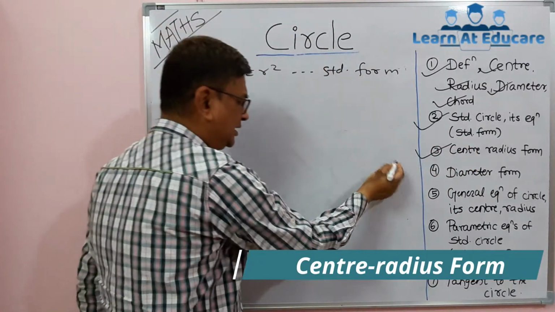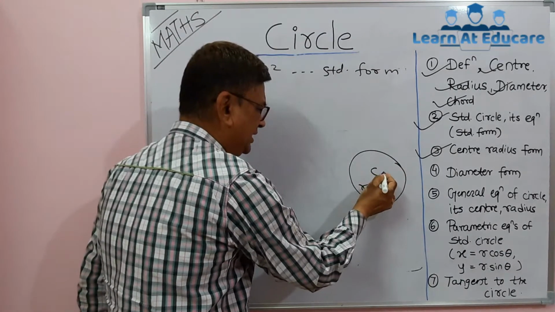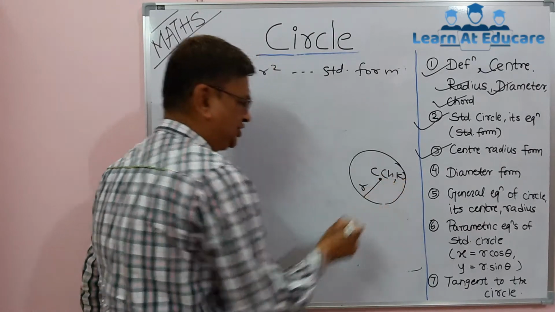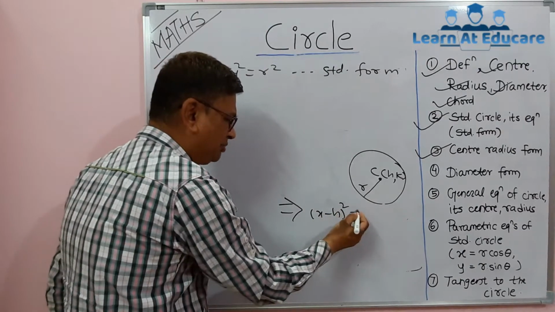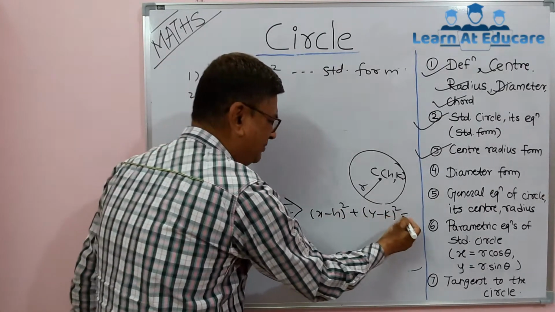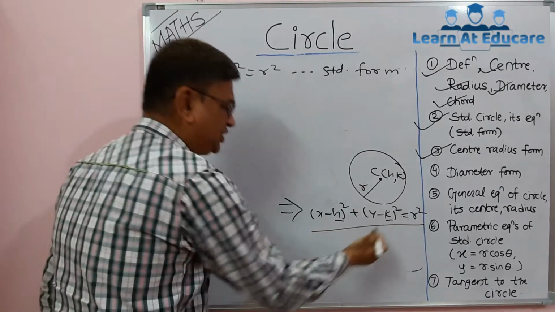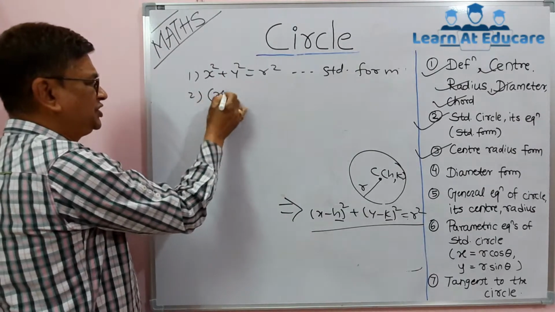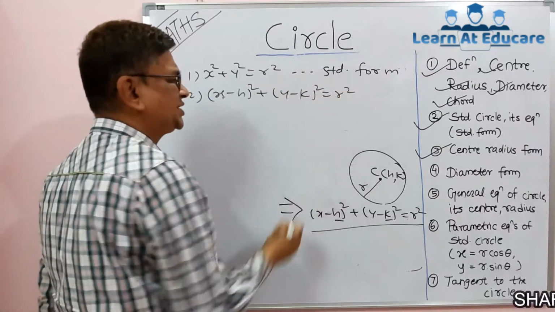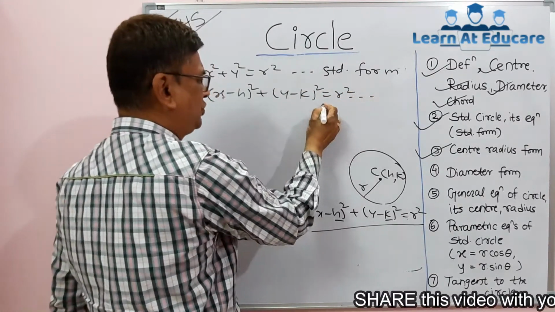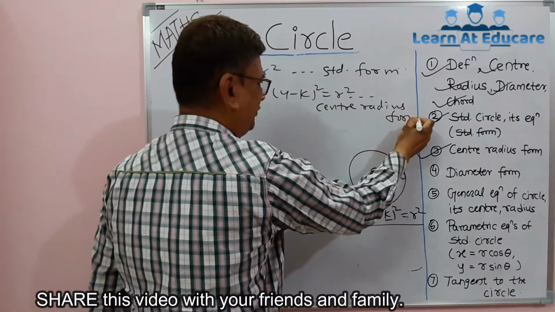The next is the center radius form. If you have a circle and you know its radius is r, and suppose the center C has coordinates (h, k), then its equation is given by (x minus h) whole square plus (y minus k) whole square is equal to r square. Here the center is (h, k), the coordinates. So the equation in this form, (x minus h) square plus (y minus k) square equal to r square, is called the center radius form of the equation of a circle.